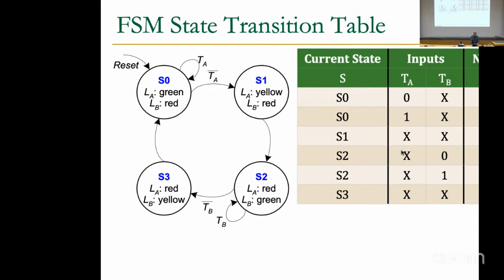When you are in S1, regardless of traffic in A and B, you just go to S2. When you're in S2, again regardless of traffic A, if you don't have traffic in B, you go to S3. And when you're in S2, you stay in S2 if you have traffic in B. And again, when you're in S3, you just go to S0.